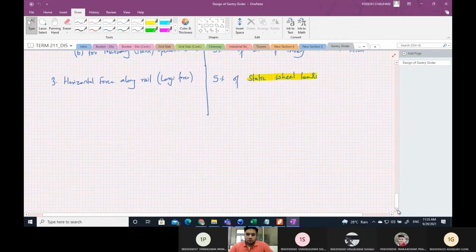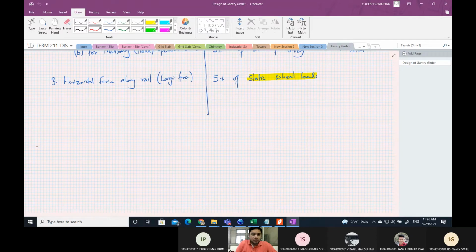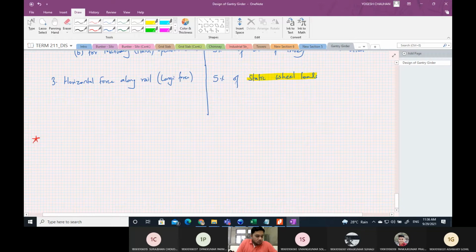So let's continue. Today we'll see the various profiles used for gantry girder. Then we'll see the deflection limits given by the code for design of gantry girder, and then we'll see the design steps. So next is profile of gantry girder.